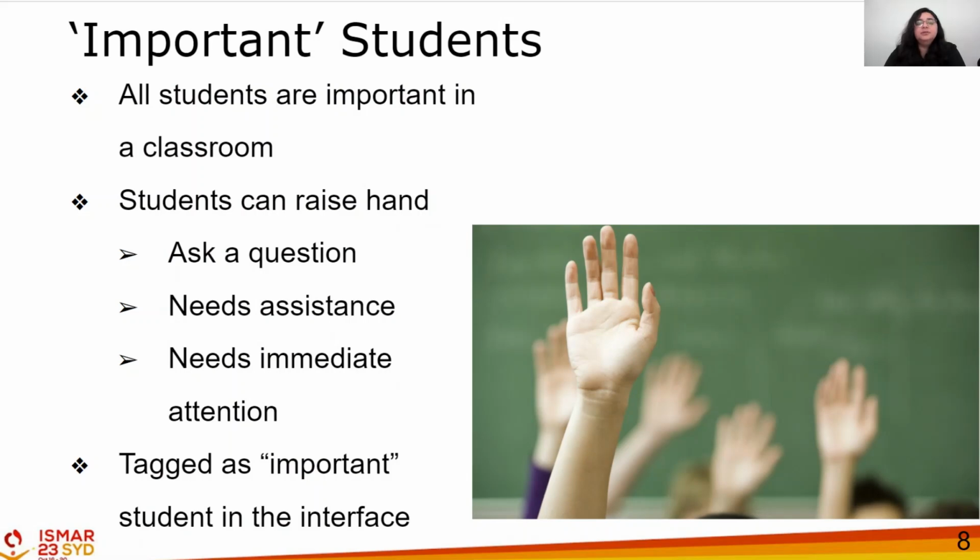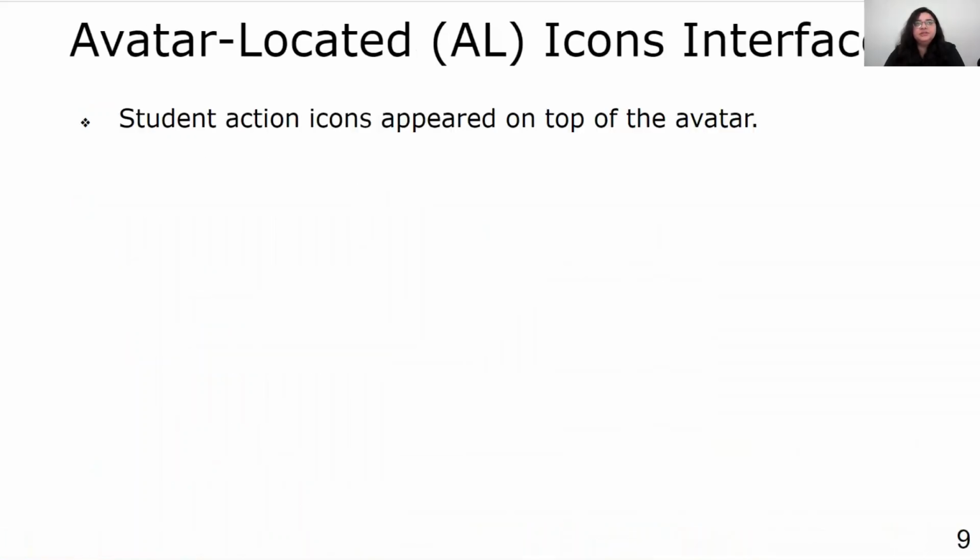In an actual classroom, a teacher can see the students in front of them. They can track their movements and body language and address the students when needed. While all students are important for the teacher, sometimes students might want to ask a question or need assistance. The easiest way to attract the teacher's attention is to raise their hands. So we tag the students who need immediate attention of the teachers as important students.